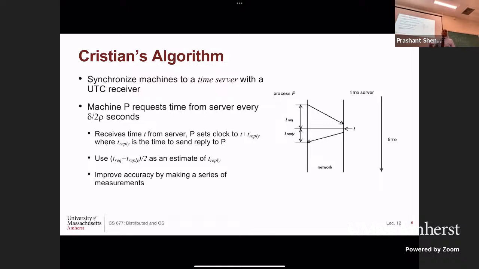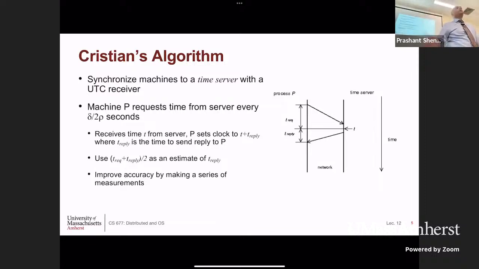So let's say there's a machine which is trying to synchronize itself. Every delta over 2 rho seconds, because remember I said every delta over 2 rho seconds you've got to synchronize. Delta is the maximum error tolerance, rho is essentially the drift rate. So every delta over 2 rho seconds, machine P is going to send a request to the time server. You can send an RPC request if you want, saying what's the time.